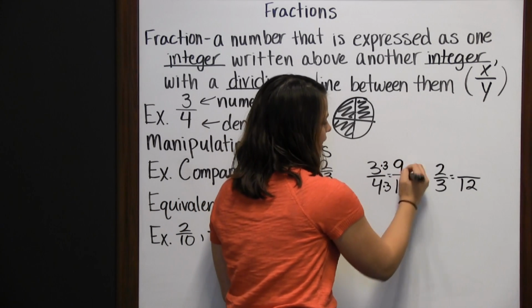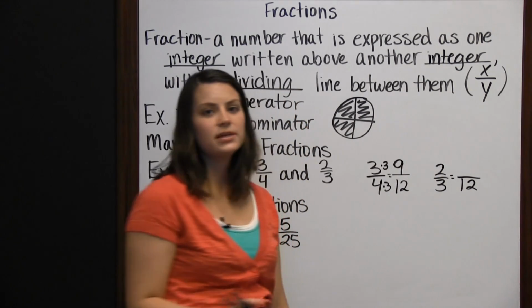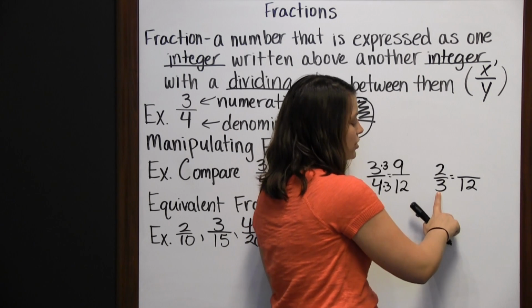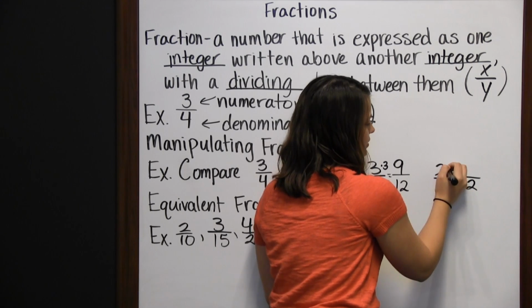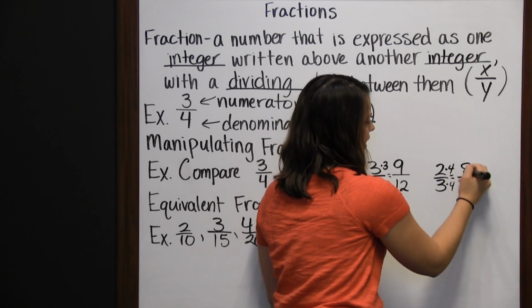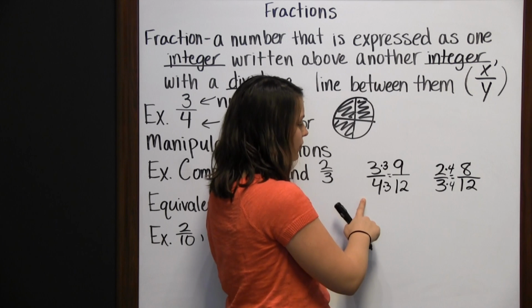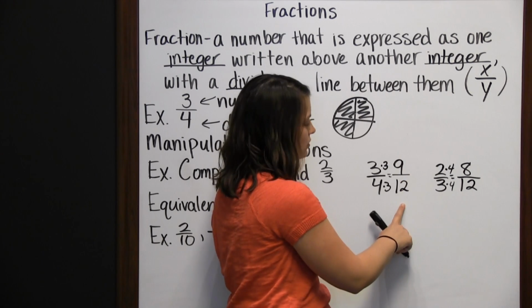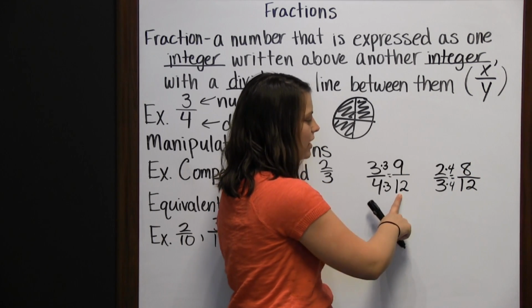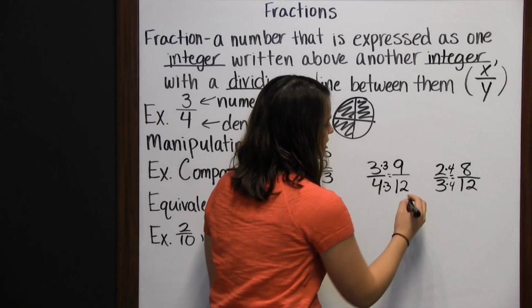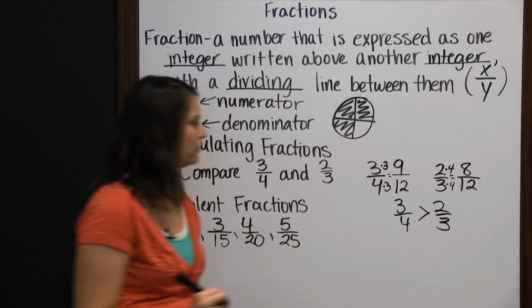So 3 times 3 is 9. And so our fraction is 9/12. And then for 2/3, we'll do a similar thing. We want to change our denominator from 3 to 12. So we multiply 3 times 4 to get 12. And we must do the same to our numerator. 2 times 4 is 8. So now we can easily see which fraction is larger. 3/4 is equivalent to or equal to 9/12, and 2/3 is equal to 8/12. Well, 9 out of 12 is definitely more than 8 out of 12. So we could say that this fraction 3/4 is bigger than this fraction 2/3 if we were to compare them.